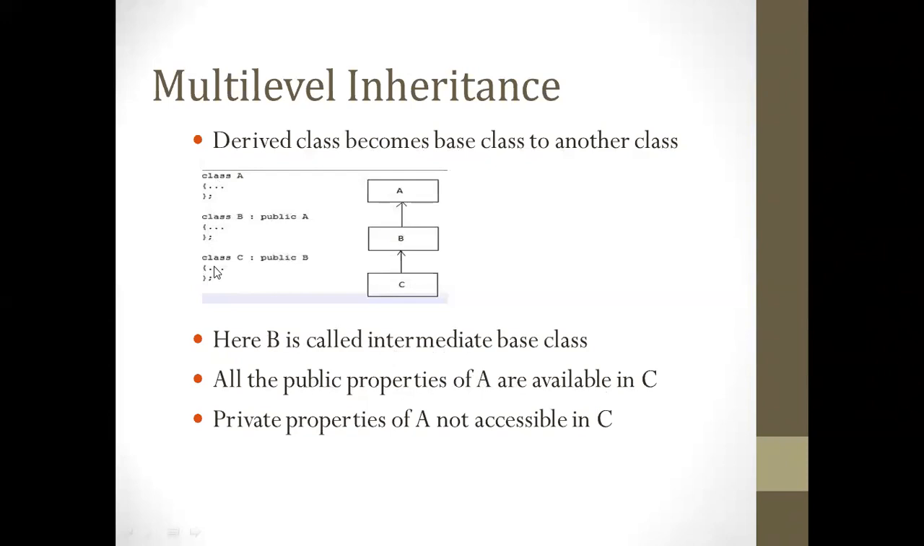And obviously the private members of A, irrespective of whatever you specify here while inheriting, cannot be accessed in the derived class. So that is multi-level inheritance. And one more thing: here we had seen only three different levels, A, B, C, but there is no rule that there need to be only three levels. It says three or more levels.